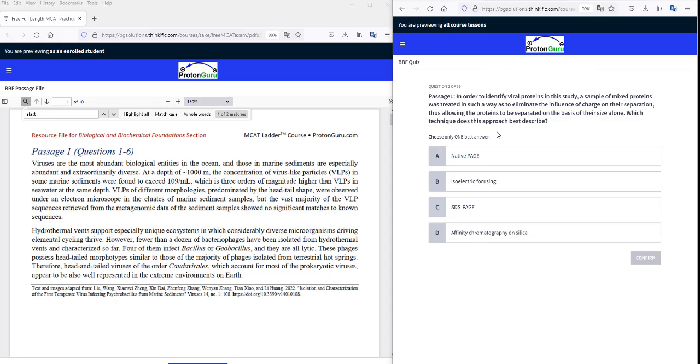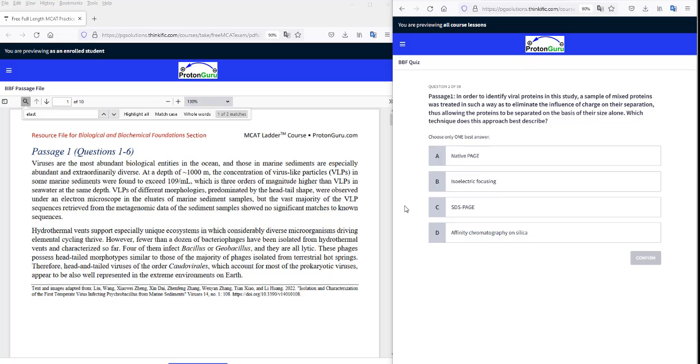For question 2, it says, in order to identify viral proteins in the study, a sample of mixed proteins was treated in such a way as to eliminate the influence of charge on their separation, thus allowing the proteins to be separated on the basis of their size alone. Which technique does this approach best describe? Specifically, what we have here are different electrophoresis-type techniques. We have the SDS-PAGE. We also have affinity chromatography, which is not an electrophoretic technique.